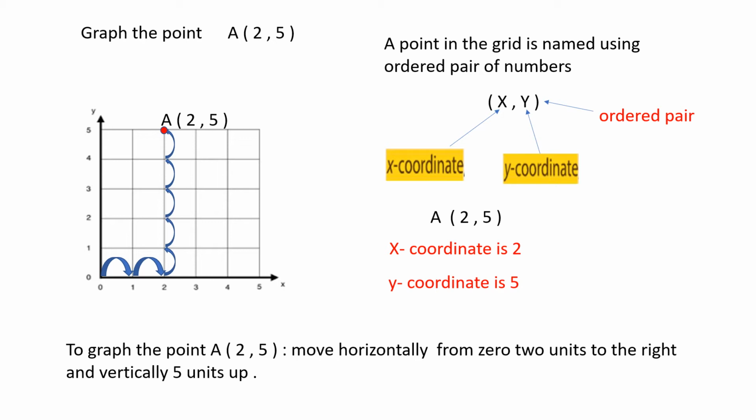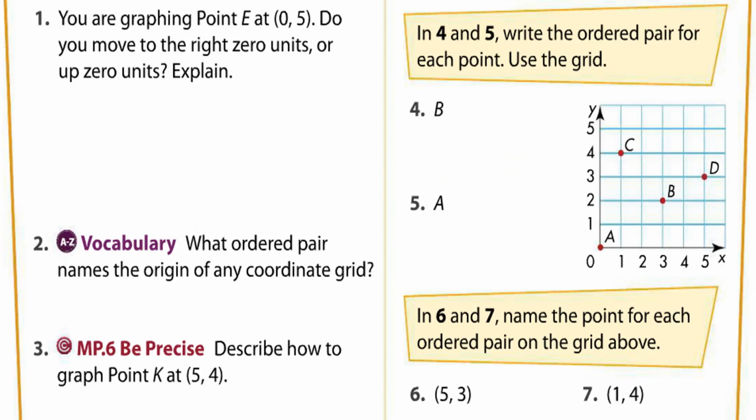I think that you got it now. Let's solve some questions in the book. Question number 1 says you are graphing point E at (0, 5). Do you move right 0 units or up 0 units? The first number here, which is 0, is the x coordinate. The x coordinate tells me how many units I'll move right. Because the x coordinate here is 0, I'll move right 0 units.